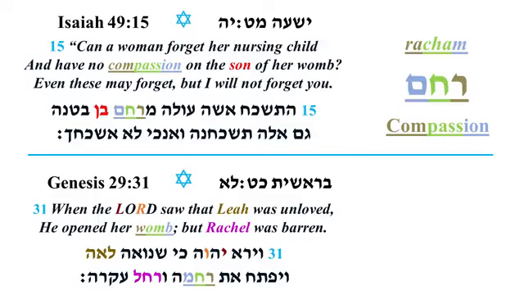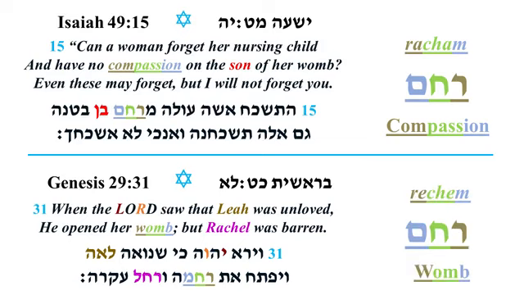And in Genesis 29:31, it says, when Yahweh saw that Leah was unloved, he opened her Rachem, but Rachel was barren. Rachem is womb. Interesting that the word Raham, compassion, mercy, and the word Rachem, womb, are spelled the same, just pronounced differently. One means mercy, compassion, one means womb.